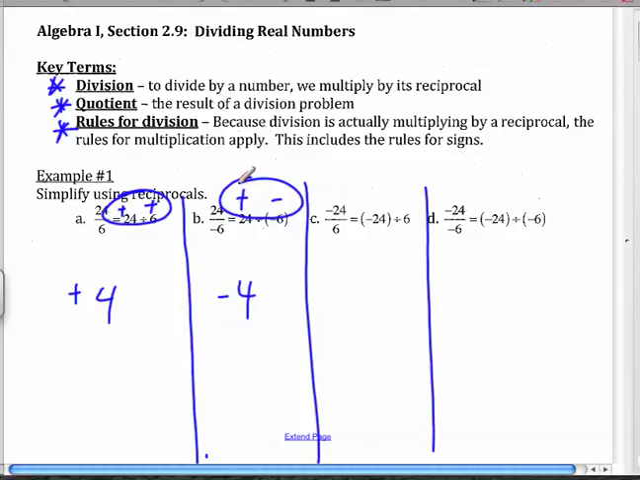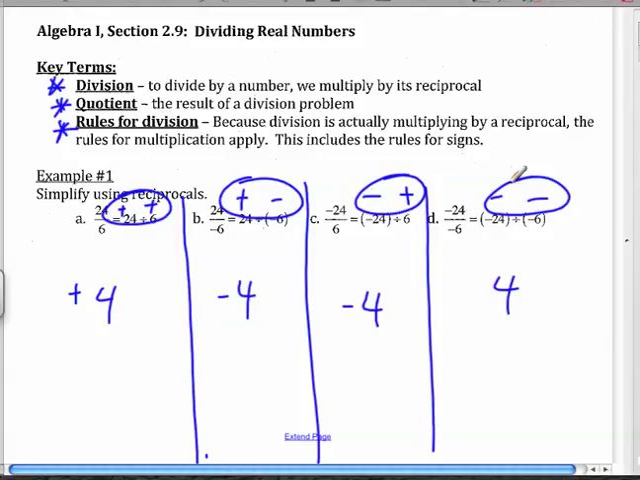Okay? Joseph, negative 24 divided by 6. Now the negative's on top. Negative 4, because it's still a negative and a positive. They're in different places, but I have different signs, so I get a negative. And then on this last one here, Fredo, what do I get? I get positive 4 because it's negative and negative. Whenever the two signs are the same, I get a positive. Okay? The rules for multiplication apply.